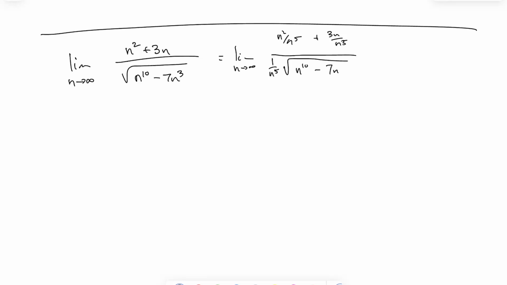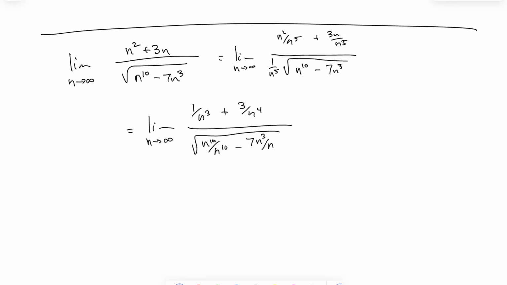And now I'm going to push the n to the 5 into the square root. And the effect of that is to make it a 1 over n to the 10, when I move it into the square root. That's because the square root cuts the power of everything in half. So, simplifying up top, this is 1 over n cubed. This is 3 over n to the 4. And then on the bottom, it becomes n to the 10 over n to the 10 minus 7 n to the 3 over n to the 10.